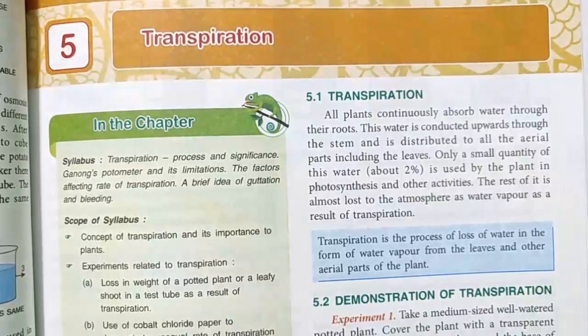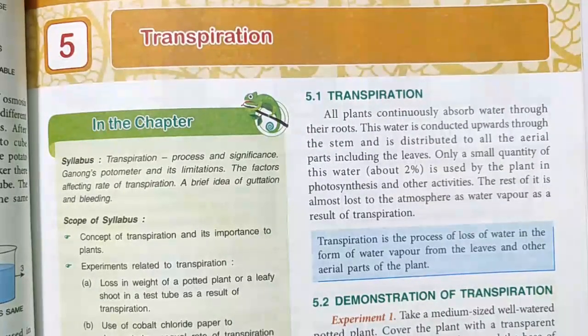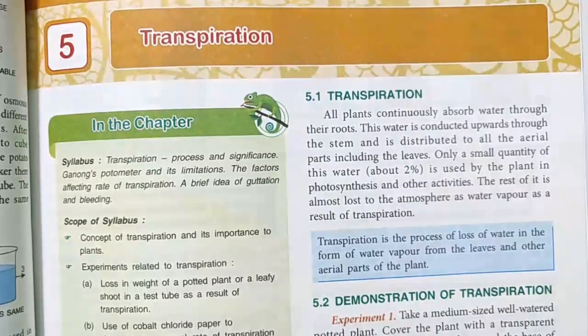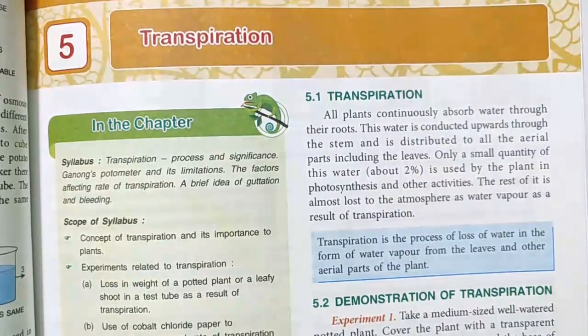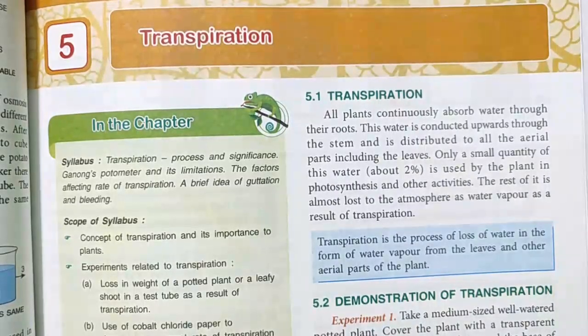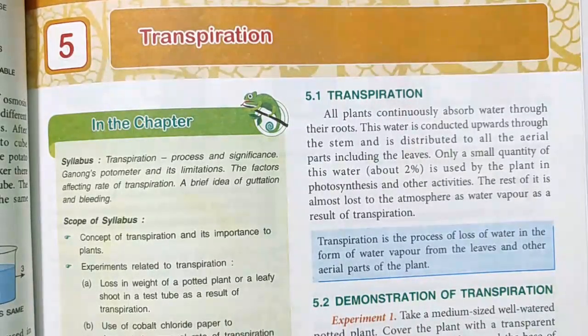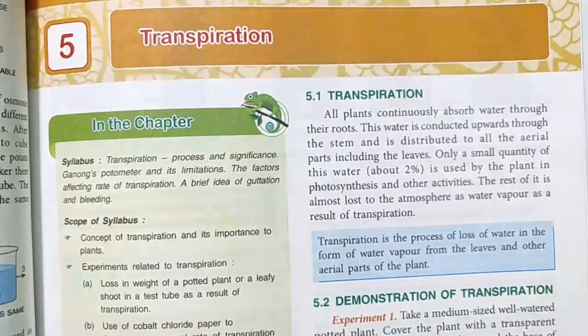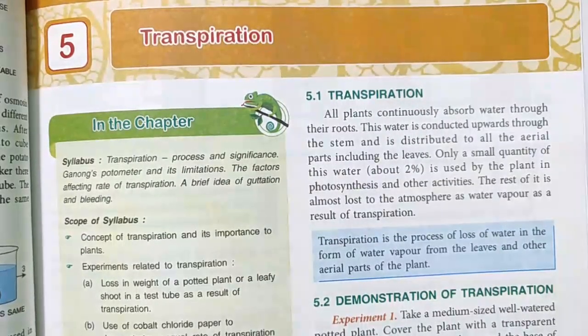So today we are going to start a new chapter, and the chapter is Transpiration. We are doing plant physiology, and in the last chapter we did absorption by the roots, in which we saw how water and minerals are transported from the root to different body parts of the plant. Now this term transpiration is not new for us because we have already seen it in the previous chapter, but this chapter is totally related to the process of transpiration.